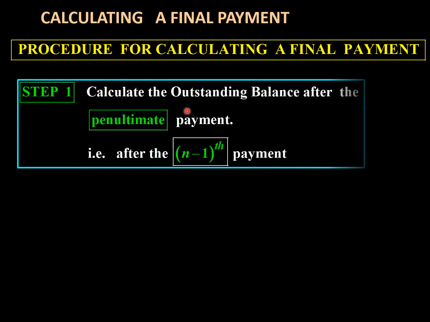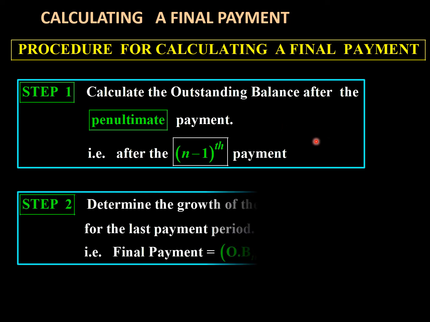First of all, we have to find the outstanding balance after the penultimate payment. Now what do we mean by penultimate? That's the payment just before the last. In other words, if he has to make 50 payments, the penultimate payment will be payment number 49. If he has to make 30 payments, the penultimate one would be 29. So it's the payment just before the last, the second last payment, because if we know that balance, then there's only one more payment to be made, and that is the final payment.